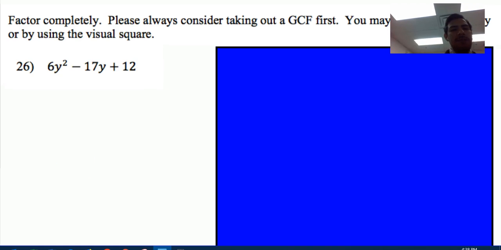All right, here are the toughies: 26, 27, and 28. We're in the home stretch now, so 26. Let's see what we can do with this one. It says take out the GCF first. With 6, 17, and 12, there's not really much I can do to take anything out of there.